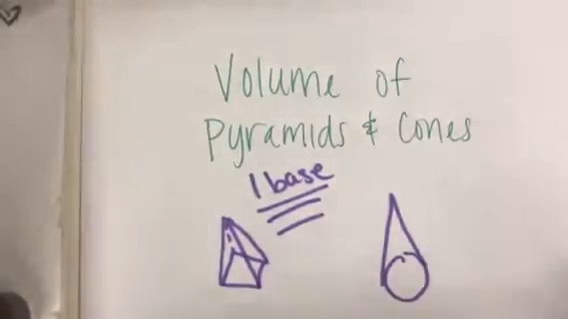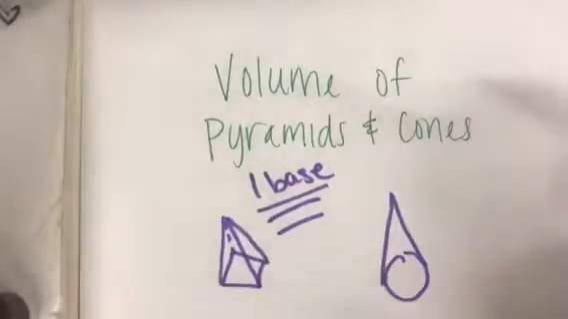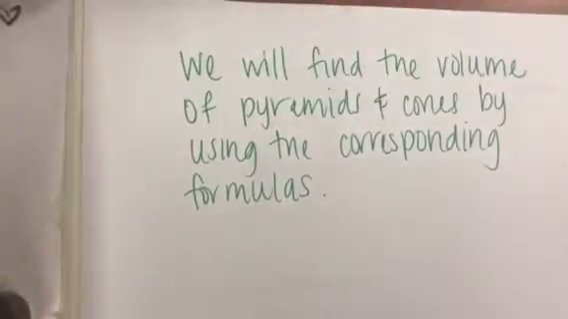So that's just your review on that for a second. You've got one base for a pyramid and a cone. We did prisms and cylinders together for volume yesterday, and they both had two bases. Today, they have one base. We will find the volume of a pyramid and cone by using the corresponding formulas.